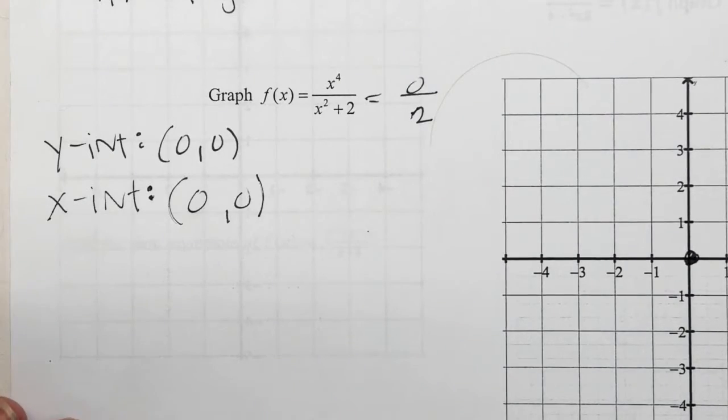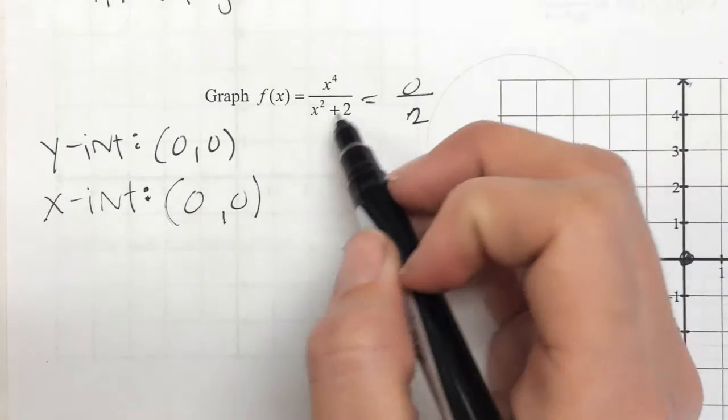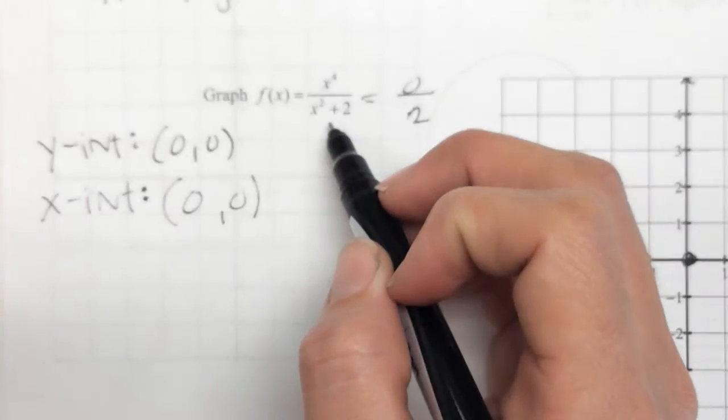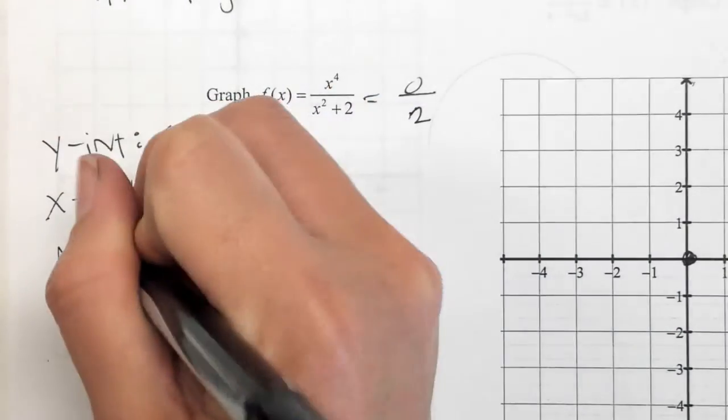Alright, for my VA, or first let's check for holes, sorry. Can we factor the top? Can we factor the bottom? Yes or no? No. So we don't have any holes, no holes.